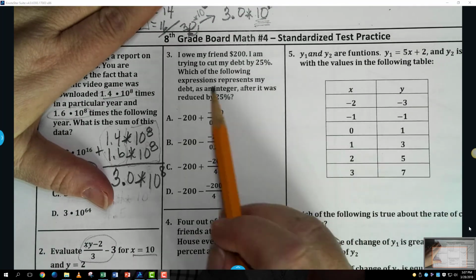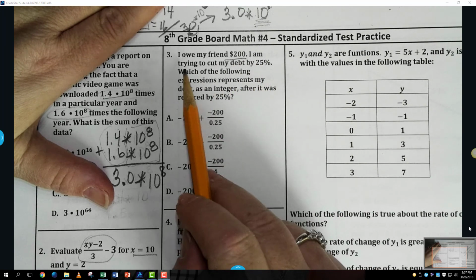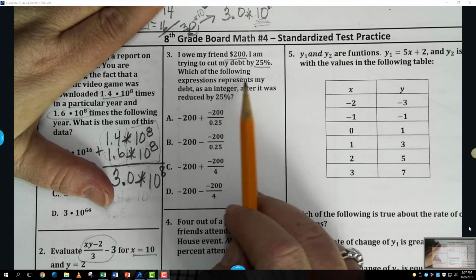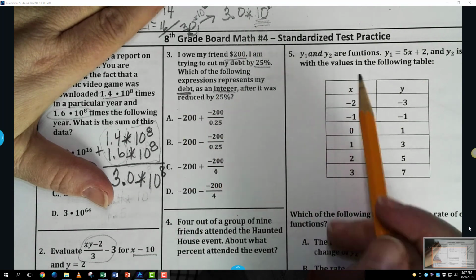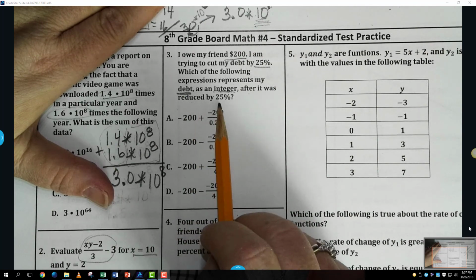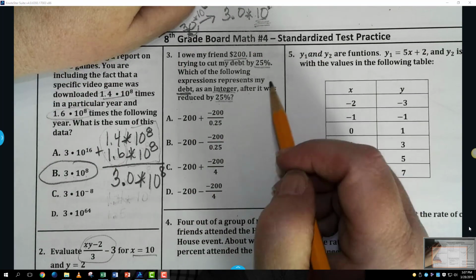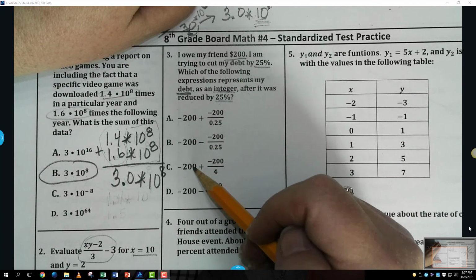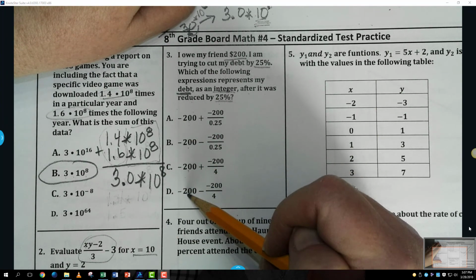I owe my friend $200. I am trying to cut my debt by 25%. Which of the following expressions represents my debt as an integer after it was reduced by 25%? Okay, so first off, I owe my friend. So that's why all of these start with a negative 200. I'm $200 in the hole.